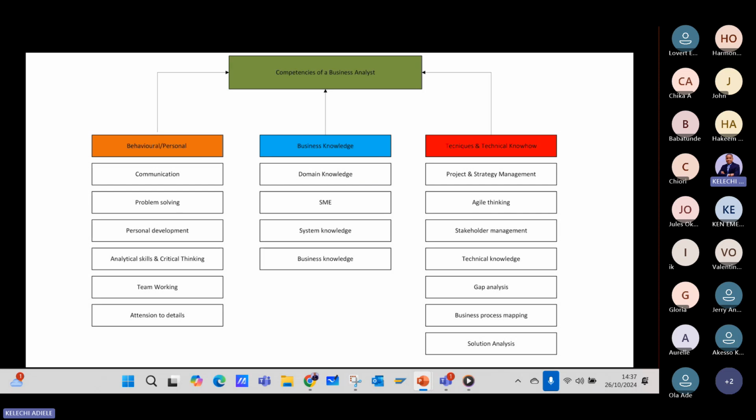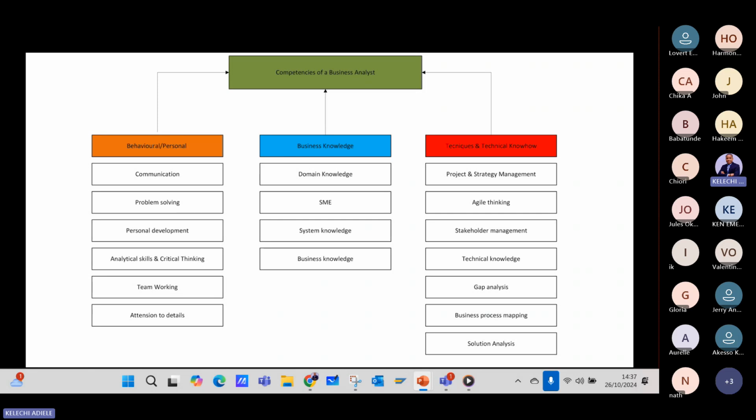Now, if you say you're a BA, for those who now want to come into the career, who want to be business analysts, these are the three most important skill sets or competencies that are required of you. First, you need to carry the behavior. Like I was reading a book, BCS, it says that as a business analyst, your behavior is more important than your skill because you will work with people. You will have to manage people.